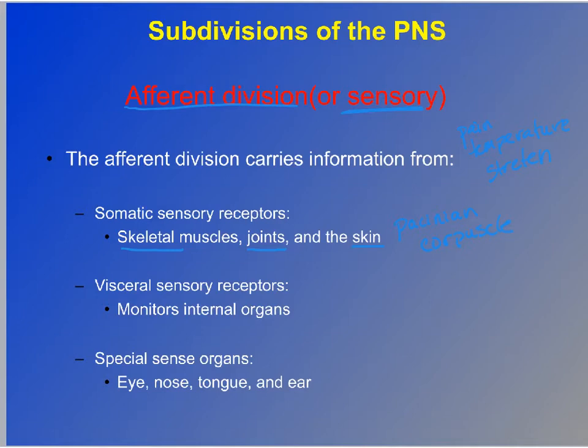Another place where sensory information comes from are the visceral sensory receptors. Remember, visceral or viscera means organ. And so you've got sensory receptors embedded in your internal organs that help your central nervous system monitor what's happening in your internal organs. So let's say the stomach as an internal organ, there are pressure receptors embedded in the muscular wall of the stomach that send signals to your brain when you're full.